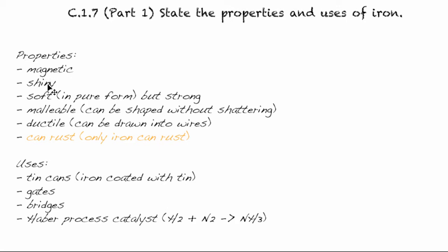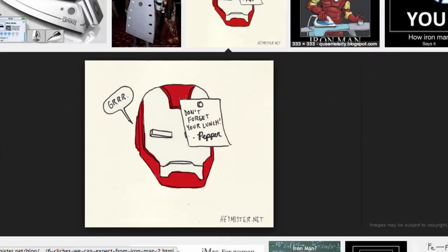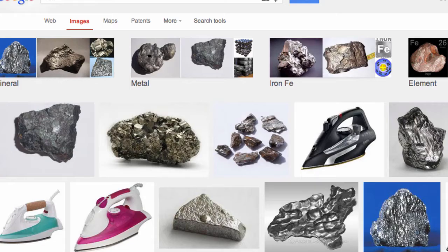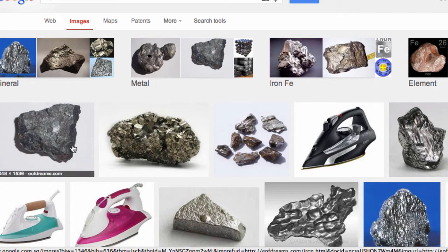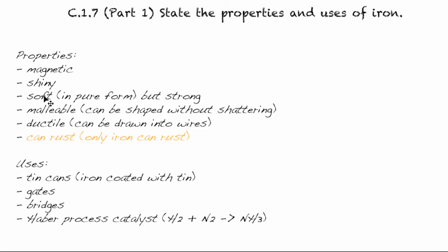It's also shiny. If we take a look at pure iron, let's see here. So some pure iron, it is very shiny. It's actually soft in its pure form, and thus it's malleable, it can be shaped. It's also ductile and can be drawn into wires. But at the same time, there's some strength to it. It will hold its shape, even though it is a little bit soft at the same time.